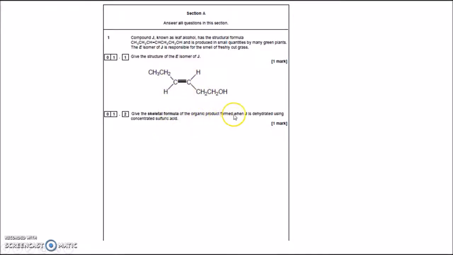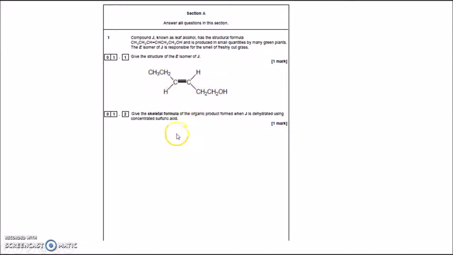Draw the skeletal formula of the organic product when J is dehydrated using concentrated sulfuric acid. Well, you've got to know what the word dehydrated means. Concentrated sulfuric acid removes water. The way that it removes water is, if you look at these two carbons here, on one carbon it removes an H, and on the other carbon it removes an OH. So it happens when two carbons have an OH on one side and an H on the other. When that H is removed and that OH is removed, it makes water. And between the two carbons you get a double bond.